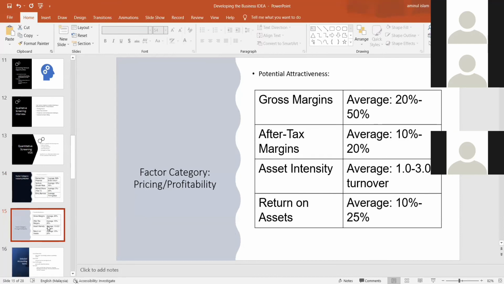All right, then we look at the pricing and profitability. So we collect data from industry, from those people who are producing a similar kind of product. From the data available, look at the gross profit margin, after-tax margin, asset intensity, and return on assets. So these are the important areas that are quantifiable and easier for you to do a quantitative analysis using the data.